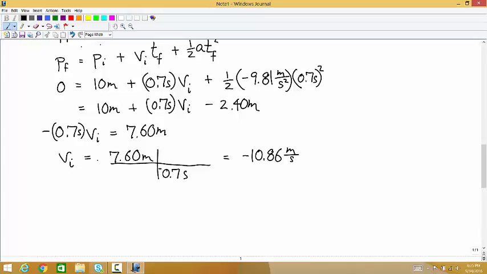I don't want to go through the calculation of what V final is, but what do we know about V final? Is it going to be positive? Is it going to be negative? Is it going to be bigger absolute value than this, smaller absolute value? Negative or positive first? Negative. It's still going to be going down. And the absolute value is going to be bigger. It's going to be like a bigger negative number.